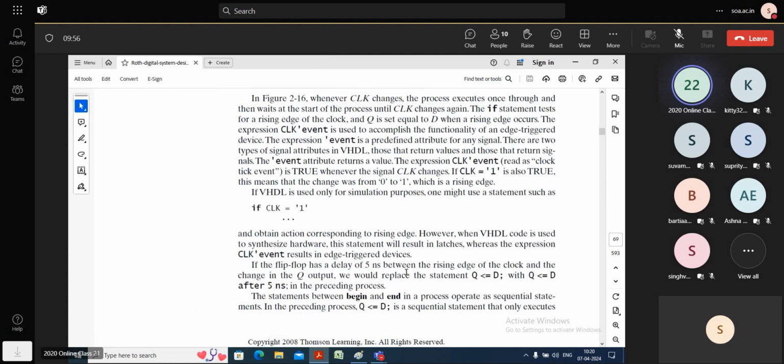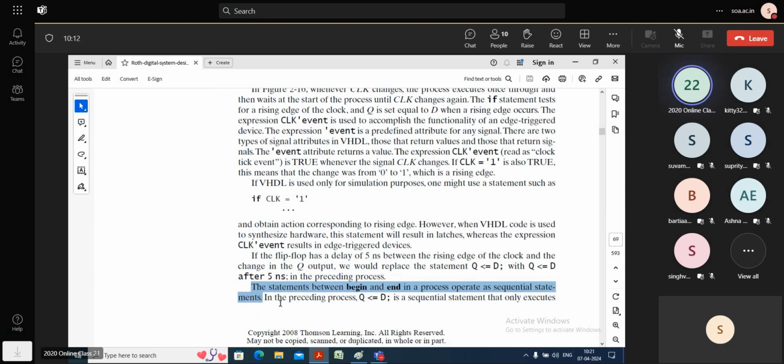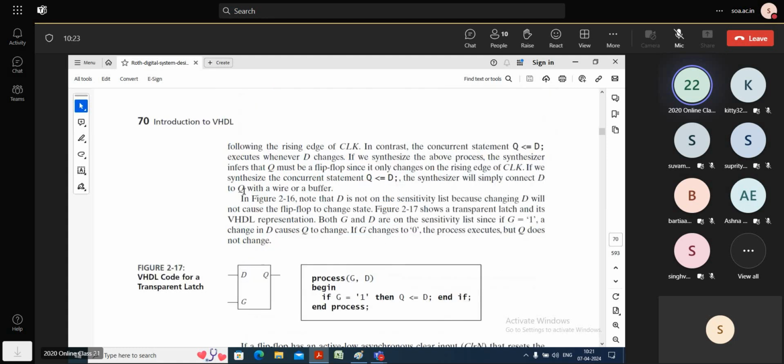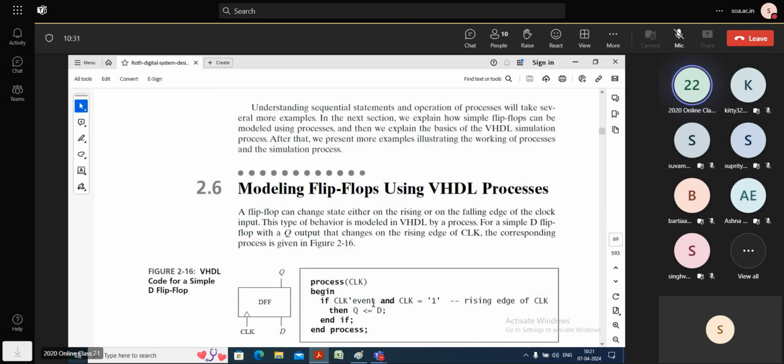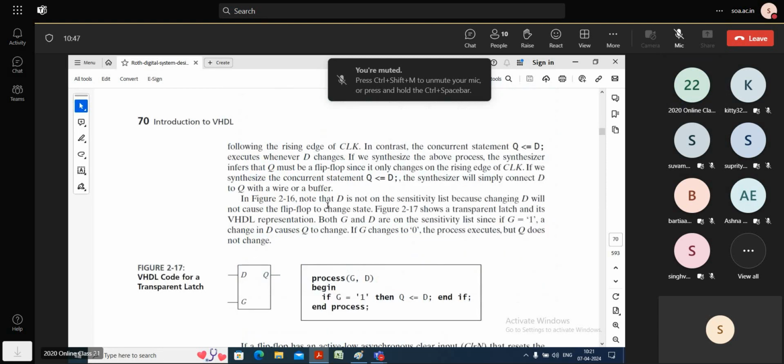So these statements between this begin and end in a process operate as sequential statements. As I told you, these are sequential statements in a process, so they are executed sequentially. So in the preceding process we saw Q <= D; this is the sequential statement. So this executes following the rising edge of the clock. As you see, what I have written here is if CLK'event and CLK = 1, then there is a change in the clock following the rising edge of the clock, so that change happened.